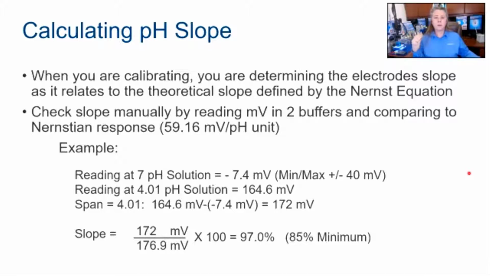That's, for all intents and purposes, 3 pH units. Okay. If you take 164 and subtract a negative 7.4, you get a span of 172 millivolts across 3 pH units. But the Nernst equation says that it should be 3 times 59.16 millivolts, which is 176.9 millivolts. The slope is the actual measurement divided by the theoretical, which gives us a slope of 97%. Okay. We're going to talk about these min-maxes in just a minute, but keep them in mind.